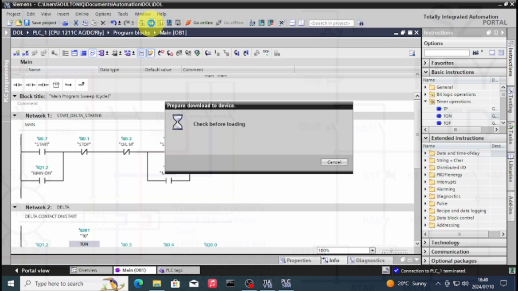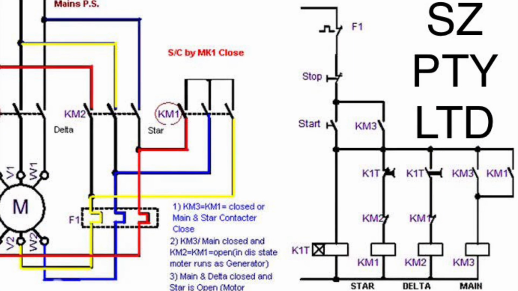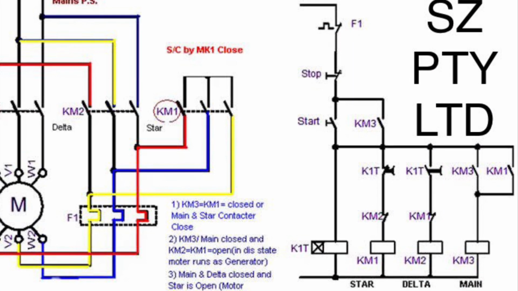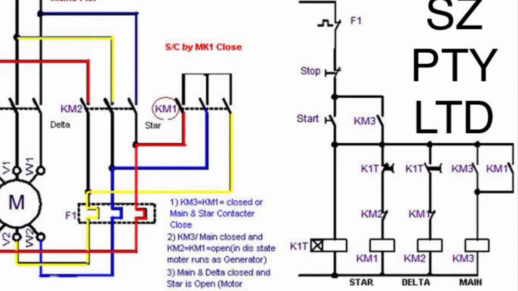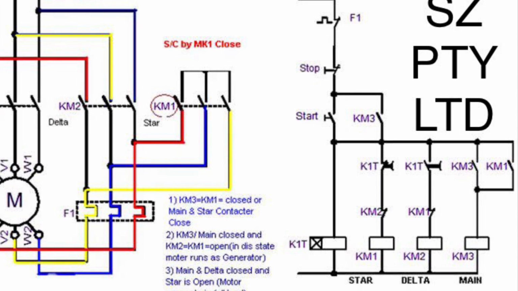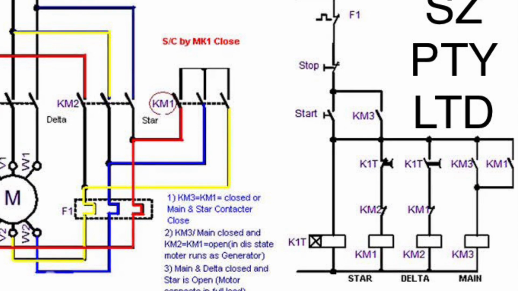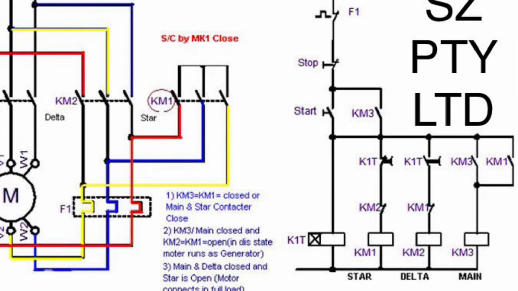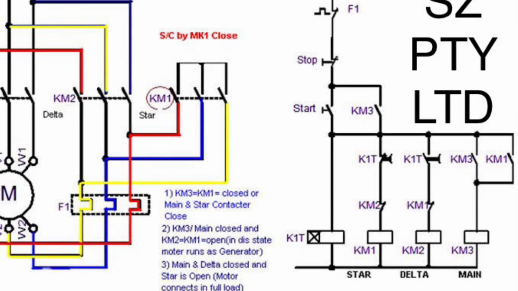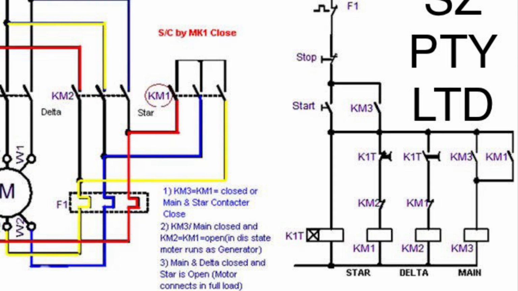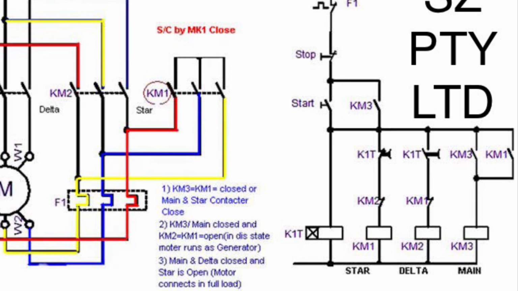I'll download the program. This is the wiring diagram. You can also pause the video and view it. As you can see there, K3 and KM3 and KM1 is the one that goes to your main, which is your contact from your main and your star.